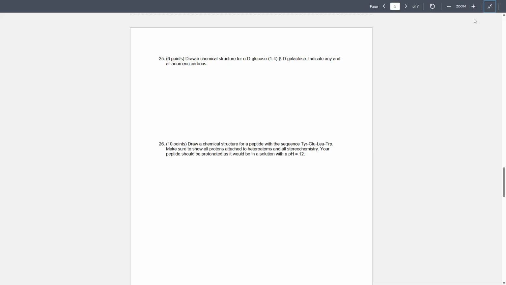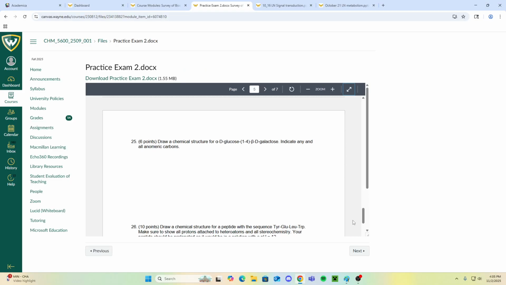So the first problem here, that's shown on the screen, is draw a chemical structure of alpha D-glucose 1,4 beta D-galactose, and then indicate any and all anomeric carbons. So, the first step here would be to draw the alpha D-glucose, which then is attached at the anomeric carbon, so then to be able to draw the beta D-galactose. So let's get right into it.